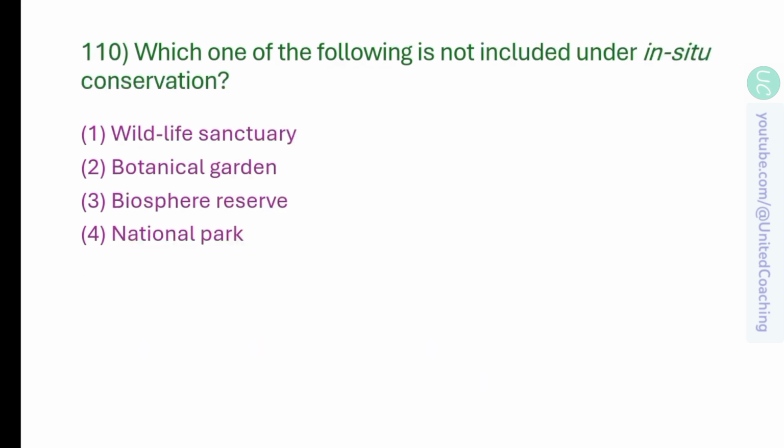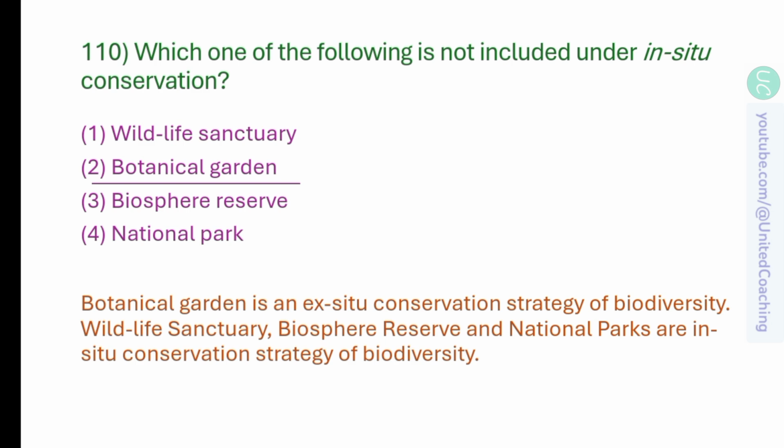Our next question is which one of the following is not included under in situ conservation? And the options are wildlife sanctuary, botanical garden, biosphere reserve or national park. So the correct answer is botanical garden. Botanical garden is an ex situ conservation strategy of biodiversity, whereas wildlife sanctuary, biosphere reserve and national parks are in situ conservation strategies of biodiversity.